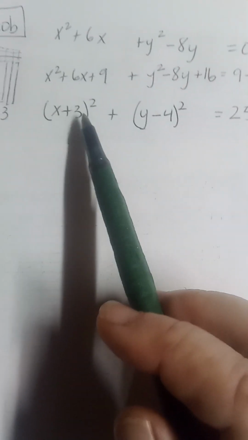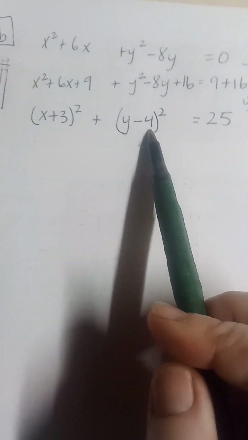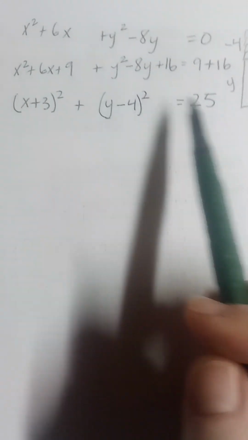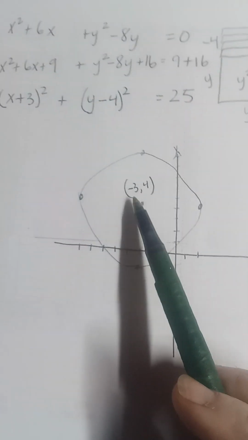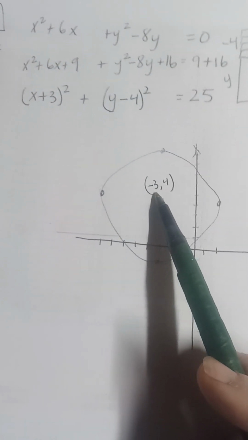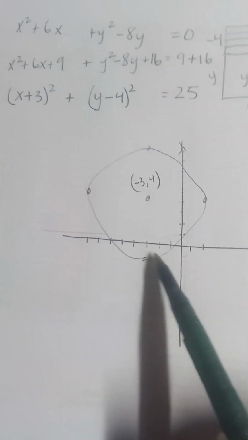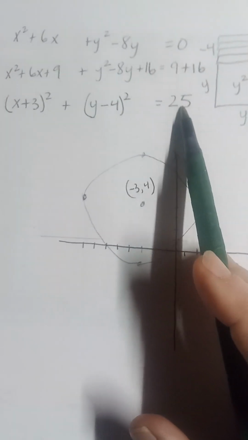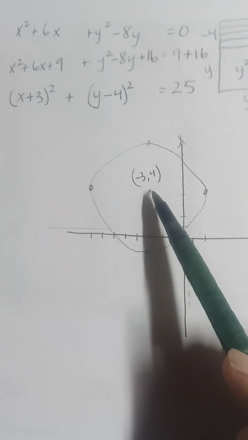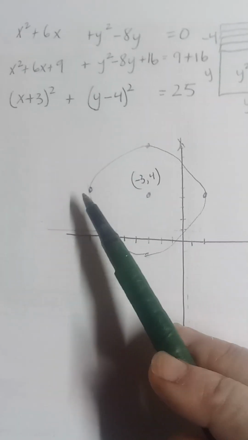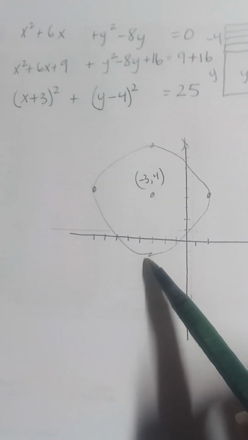So I know that this is h and k because it's x minus h squared plus y minus k squared equals r squared. So remember, we go opposite. So I got negative 3 comma 4 as my center. And then the radius is going to be 5. So I'm just going to go right by 5, left by 5, up by 5, and down by 5. And there it is.